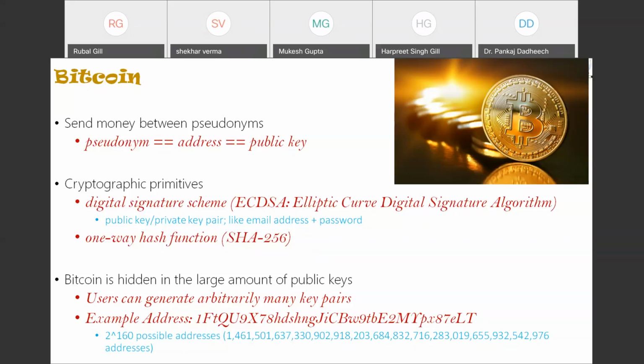And for preserving the privacy, I hide behind my public key. Nobody knows who I am. Nobody knows that I am Shekhar Verma. I have a public key, and that public key does not reveal my identity. As you can see, this is the public key that you can see here. Huge public key. So from this, you do not know who I am.